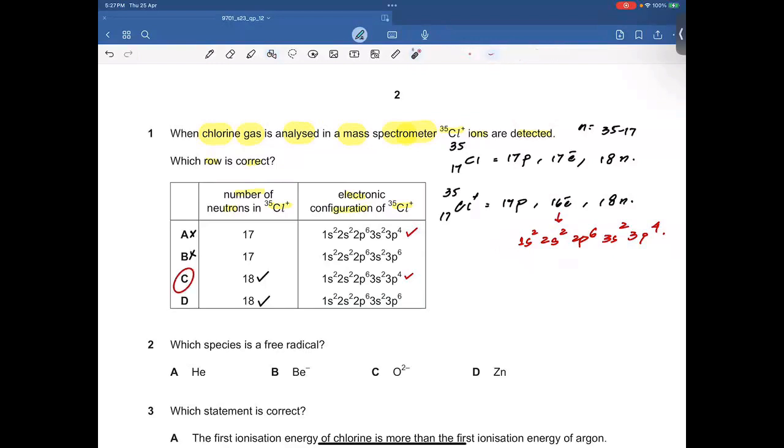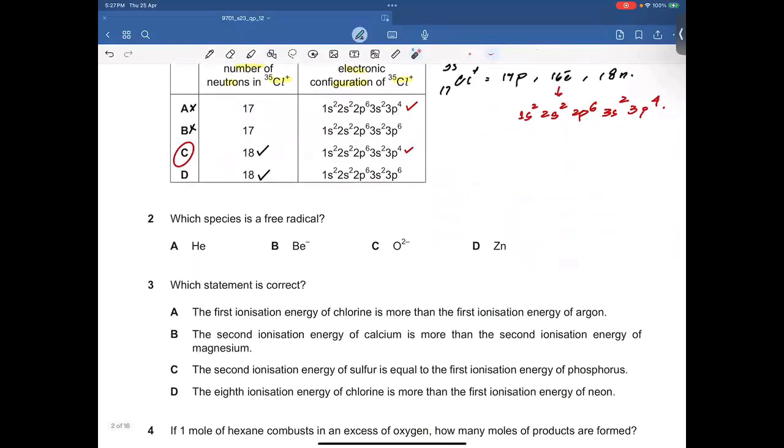By the way, one more thing. This 35 is the nucleon number, and 17 is the proton number. Nucleon number is basically the sum of protons and neutrons in the nucleus. You should remember all these.